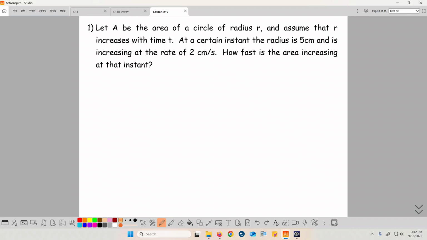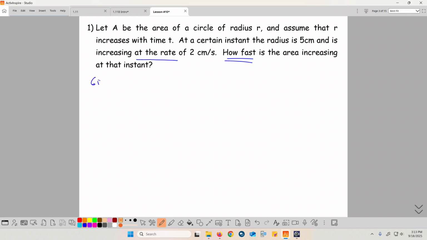We're going to go through just a couple of questions so you can get the idea of how this works. It says here, let A be the area of a circle of radius r, and assume that r increases with time t. At a certain instant, the radius is 5 centimeters and is increasing at a rate of 2 centimeters per second. So how fast is the area increasing at that instant? You can see a couple indicators here. This is a related rates question.